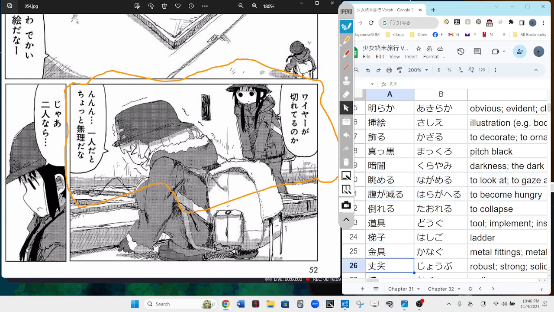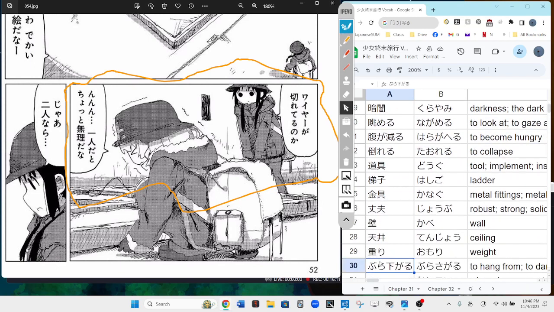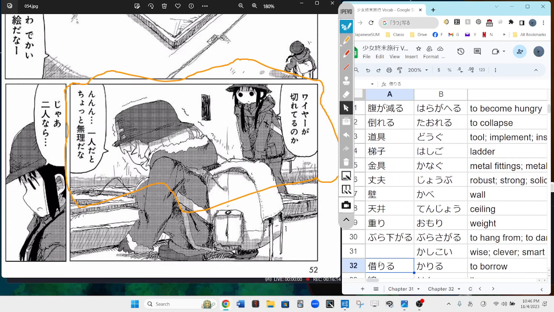I think that's kirete kuru no ka? Kiteru. I think that means to have been cut or like... Yep. Or should we cut this wire? In this case, it probably is more like snapped. But it could be cut. Yeah, cutted.